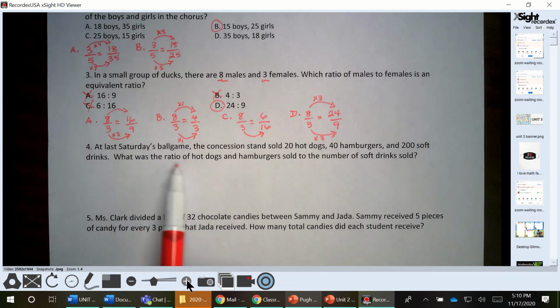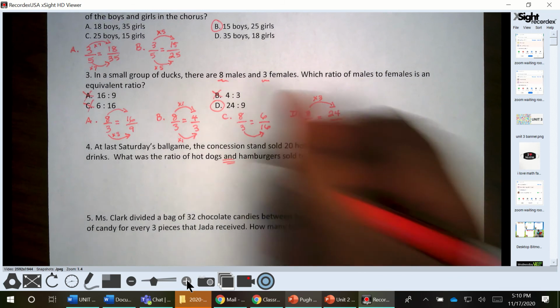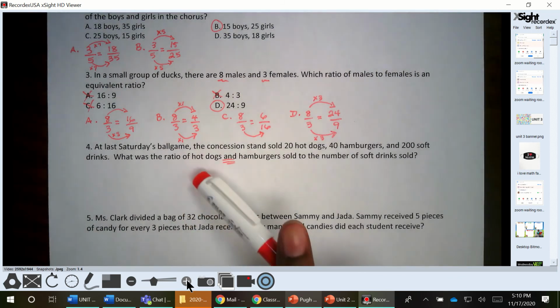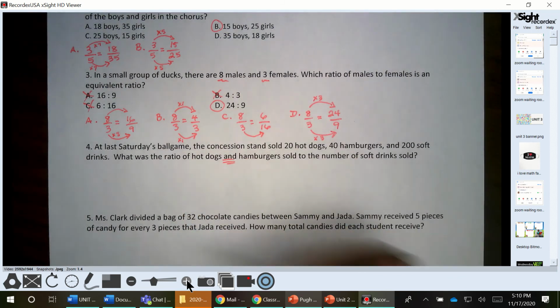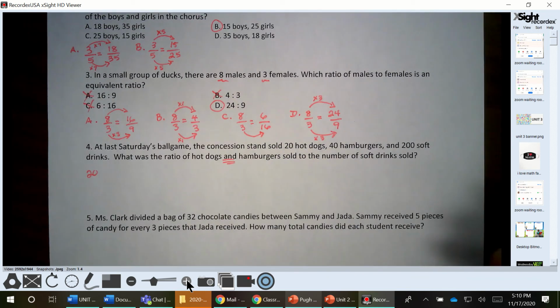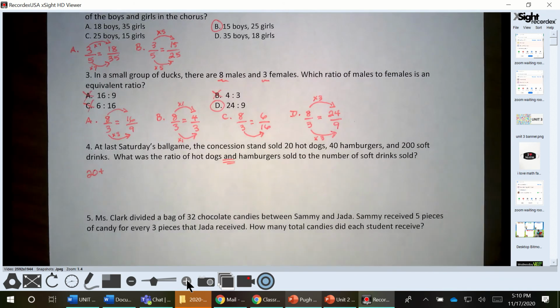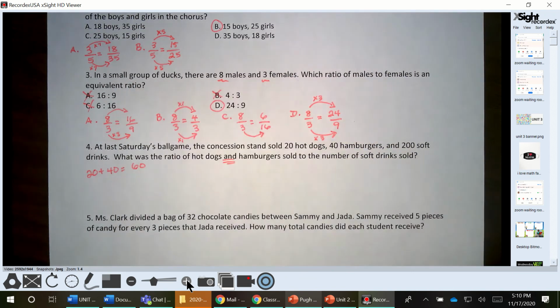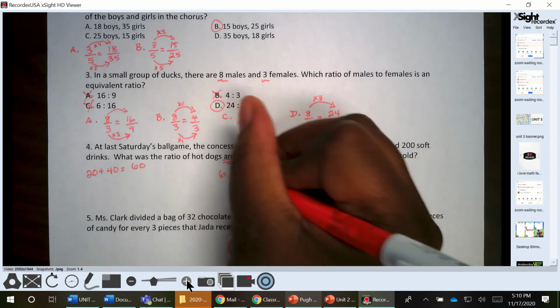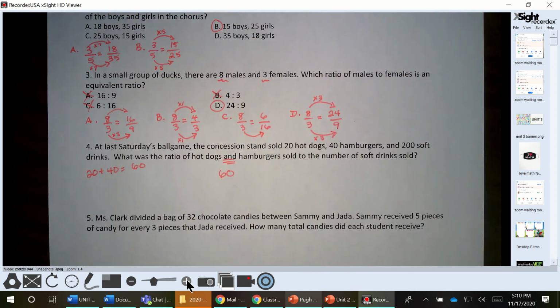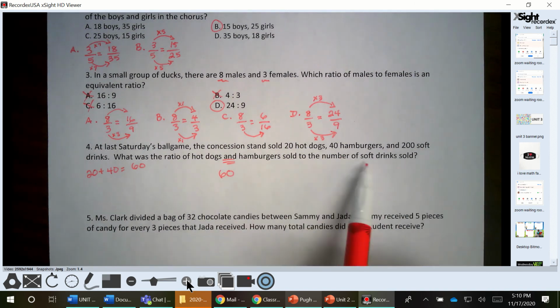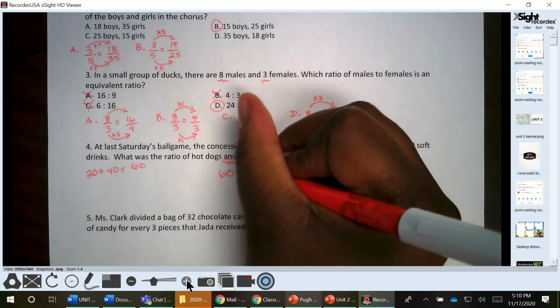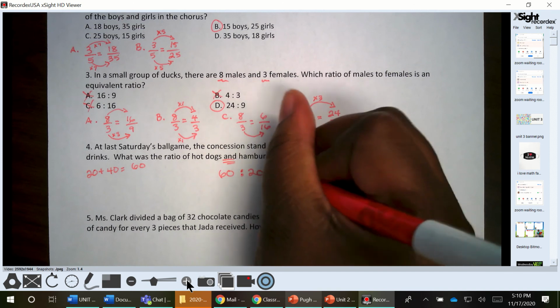So what was the ratio of hot dogs and hamburgers? "And" is the key there. So that means I'm going to add those two, hot dogs plus hamburgers. So it's 20 hot dogs plus my 40 hamburgers. That gives me a total of 60. So I know the first part of my ratio is 60. And then next it says hot dogs and hamburgers sold to the number of soft drinks sold. So that's 60 to 200.